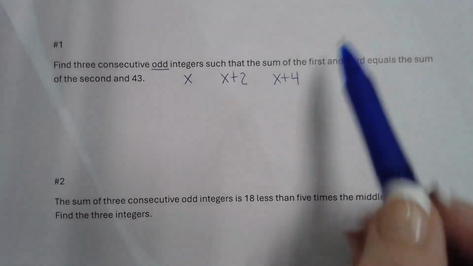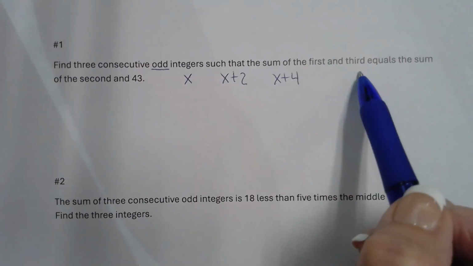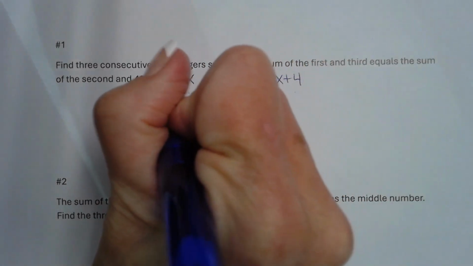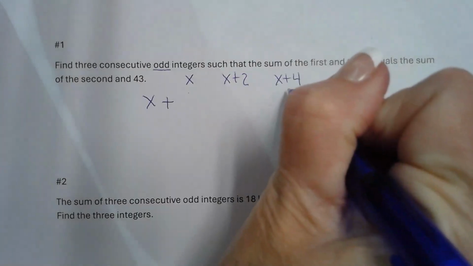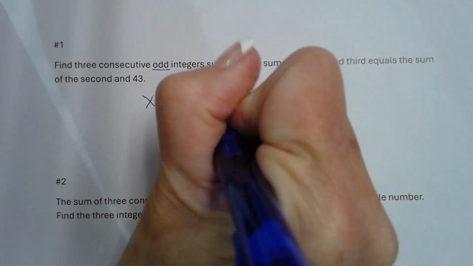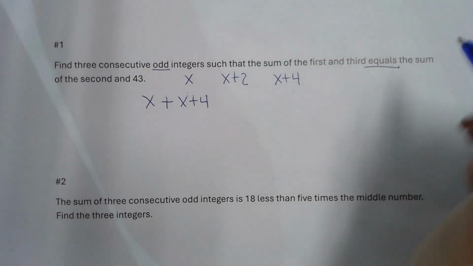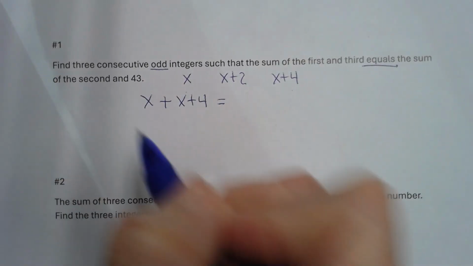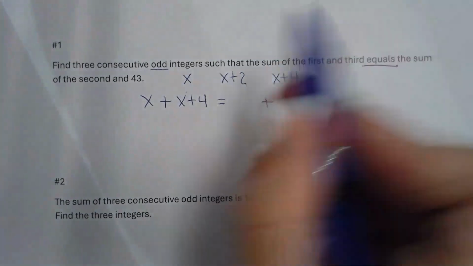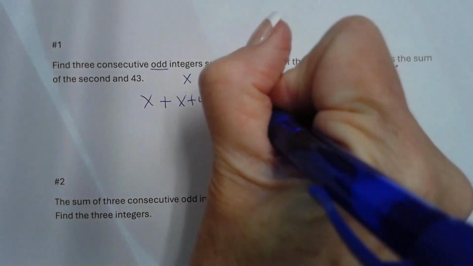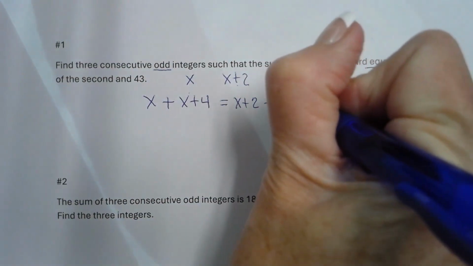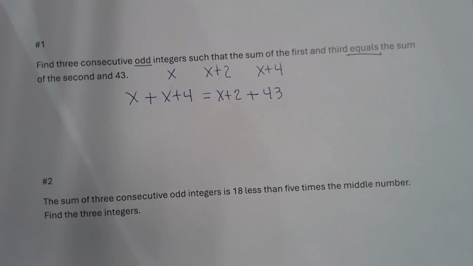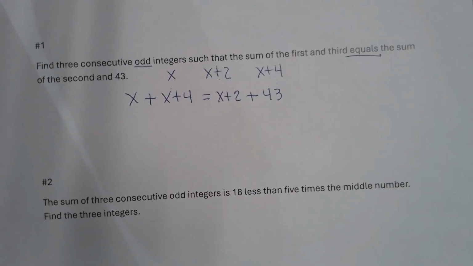It says such that the sum of the first and the third equals the sum of the second and 43. The sum of the second one and 43. How many people wrote that correctly? 3 people. 4 people.